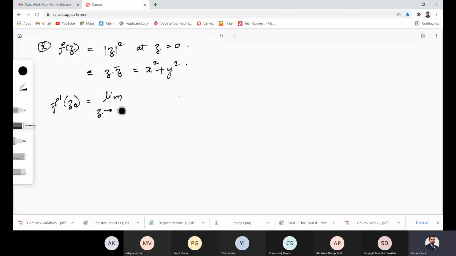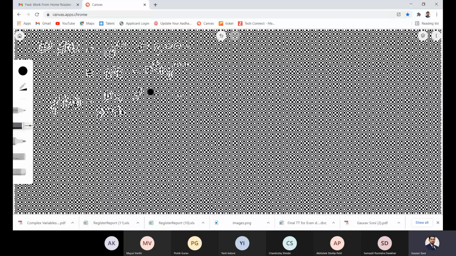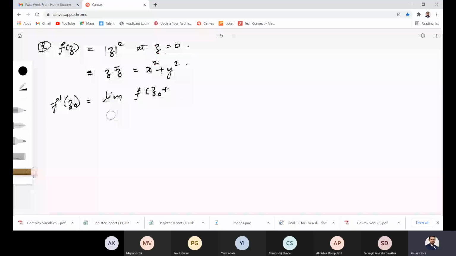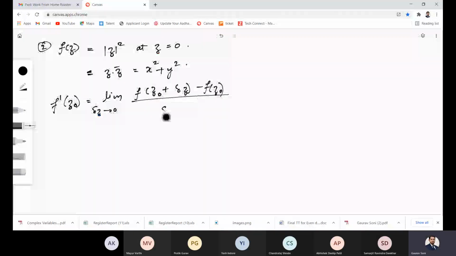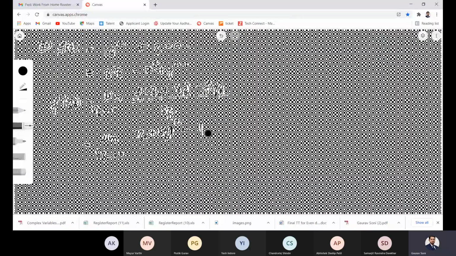So when I want to check the derivative of a function at z naught, the definition is limit delta z tends to 0 of f of z naught plus delta z minus f of z naught upon delta z. What is the definition? The definition states that f of z is nothing but mod of z square. So this will be mod of z naught plus delta z square minus mod of z naught square upon delta z.